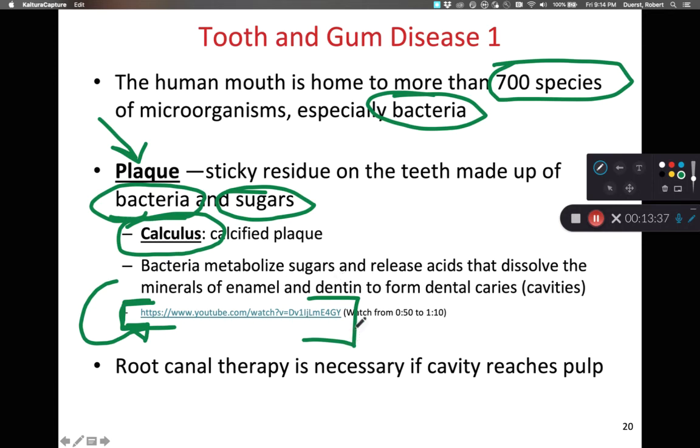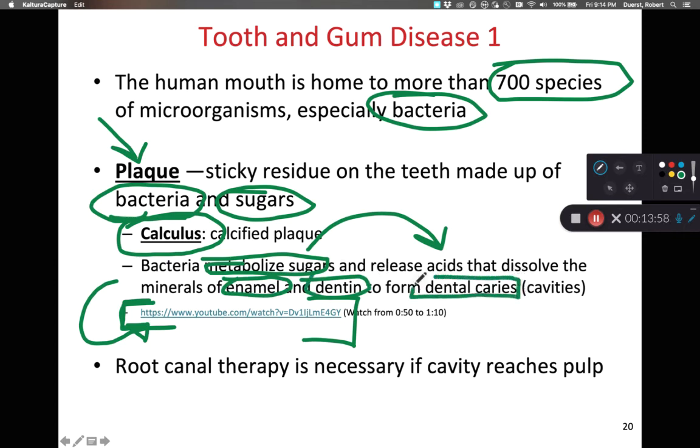As we're looking at the plaques, the bacteria within the plaques in our mouth are going to metabolize sugars. As they metabolize those sugars, they turn them into acids. And then those acids are going to release calcium. They dissolve minerals out of our enamel and dentin to form little canals or caries within our teeth. These dental caries are also known as cavities.